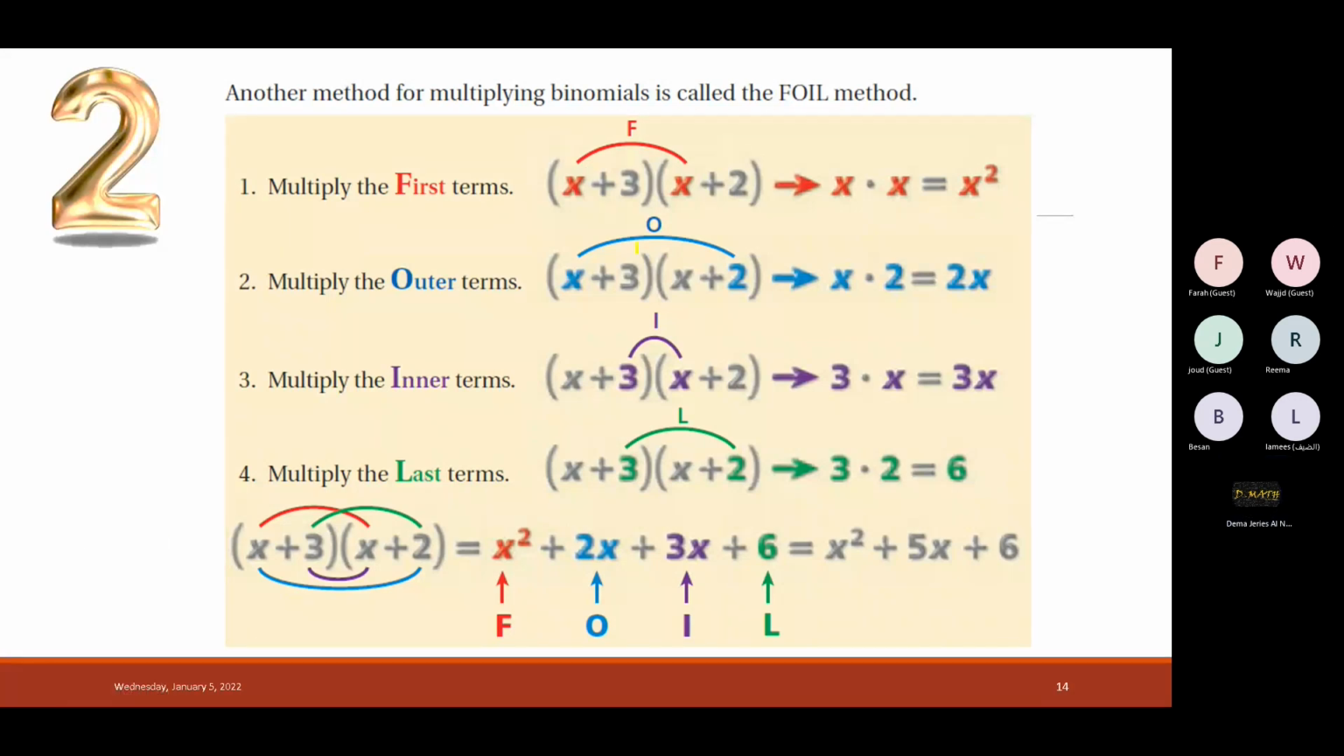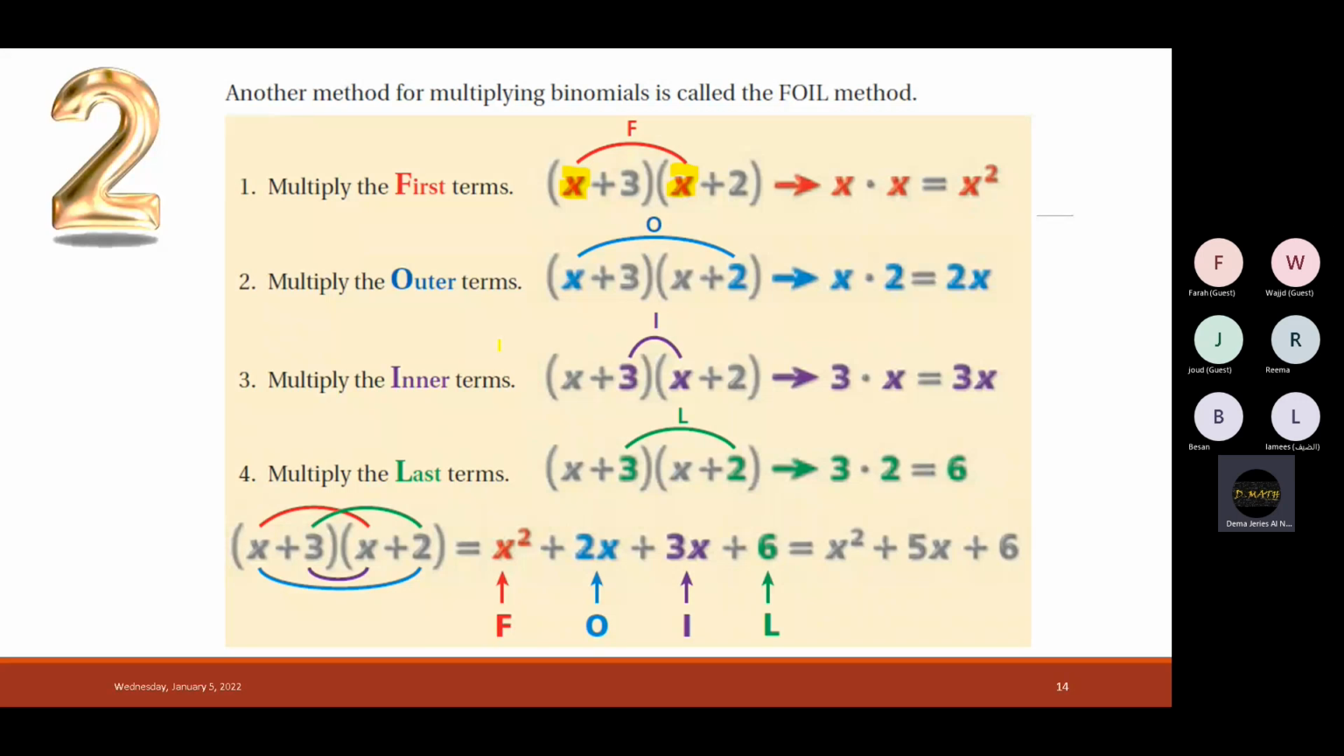Now, what do I mean by the first terms? Here we have two brackets. The first term in the first bracket is x, and the first term in the second bracket is x. So these two first terms, we're going to multiply them, which is x squared.